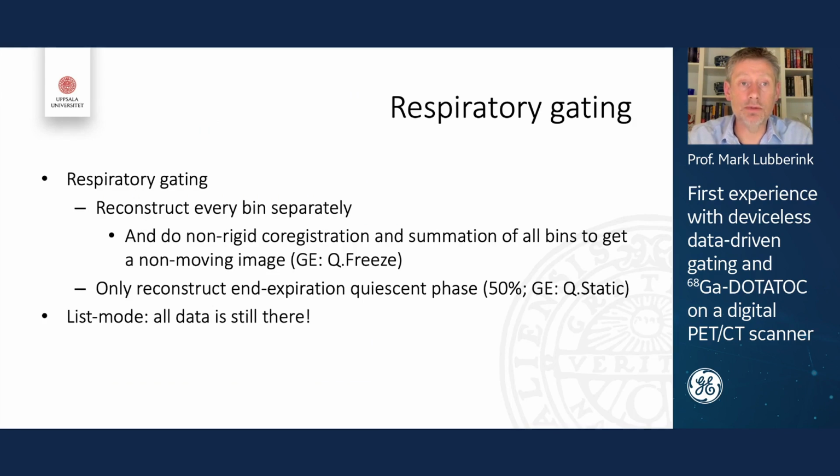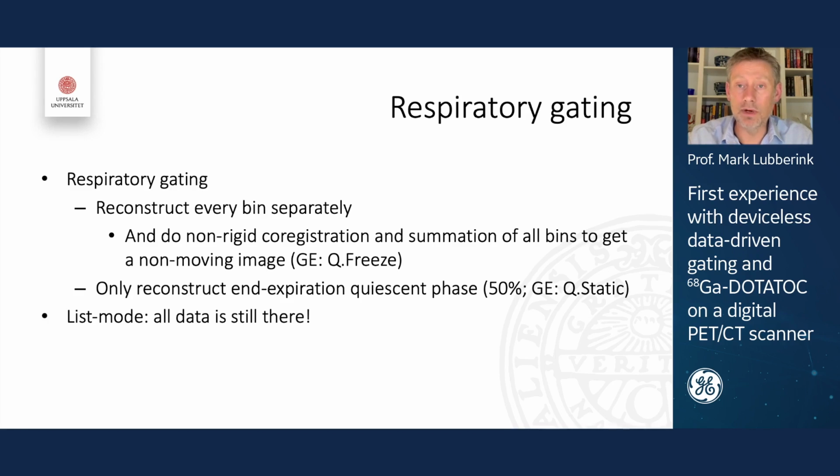There are two options when we do respiratory gating, essentially. One is that we reconstruct every bin separately, so that we get a 4D PET scan. This can then be combined by doing non-rigid co-registration of the different bins and summing them together, and then we get a non-moving image. In GE language, that is called Q-freeze. The other option is to only reconstruct the end expiration quiescent phase, usually consisting of 50% of the total of the acquired data, and on GE scanners that is called Q-static.